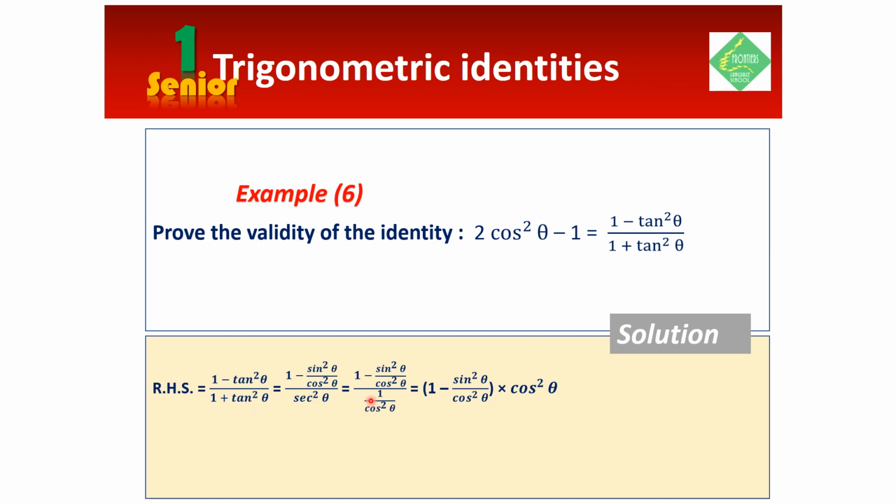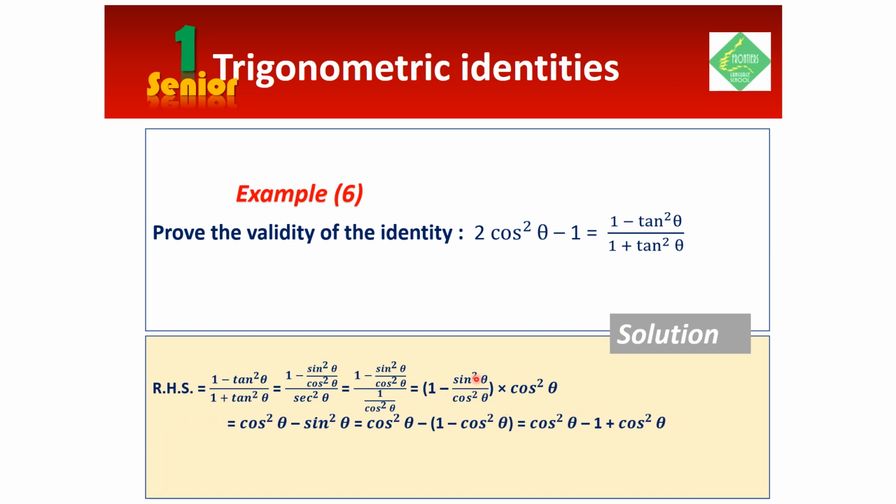So now 1 minus sine square over cosine square, over 1 over cosine square theta, because sec is the reciprocal of cosine. So it will be like this. 1 minus sine square over cosine square. I will change this fraction which is divided 2 times, so I will change this one also. So the denominator will be the numerator as it is. And when you multiply cosine square by two sides, you will get cosine multiplying 1, it will be cosine.